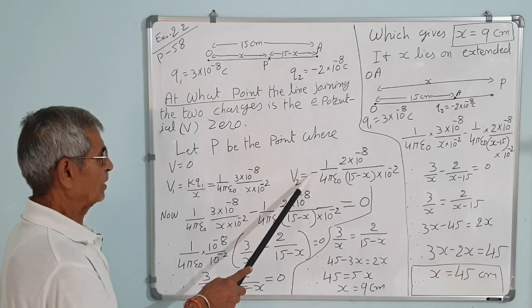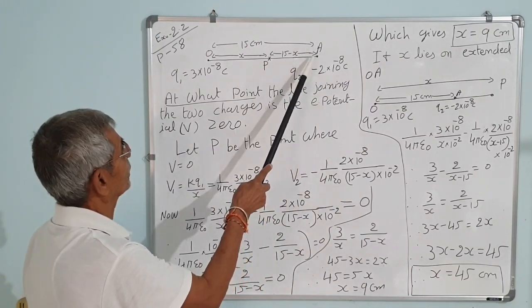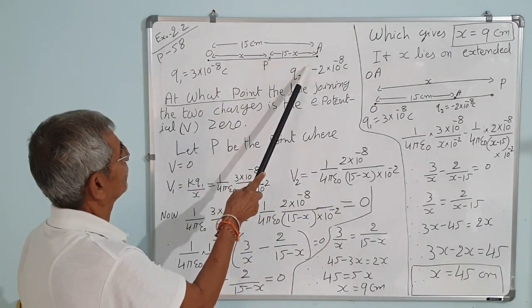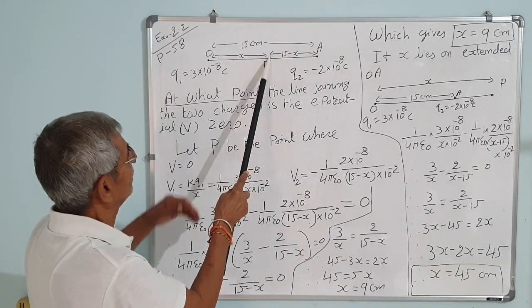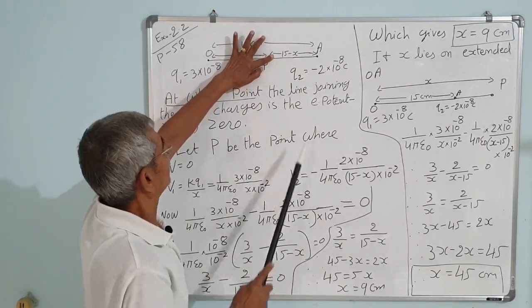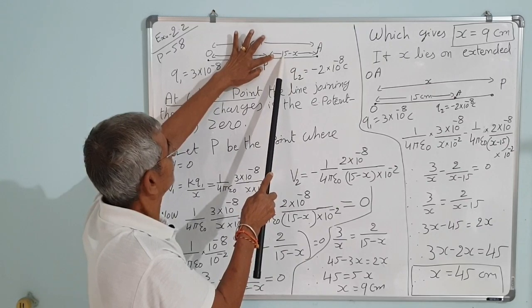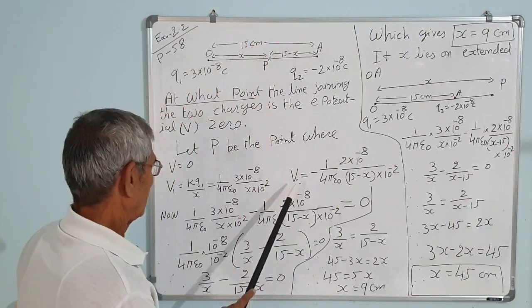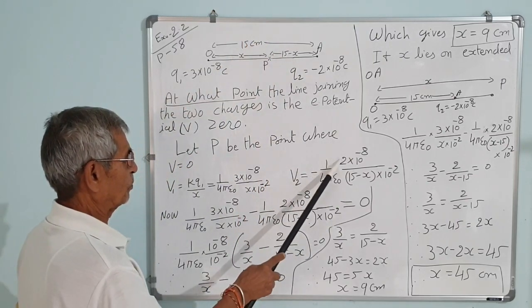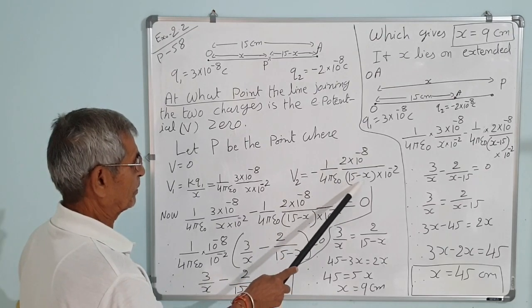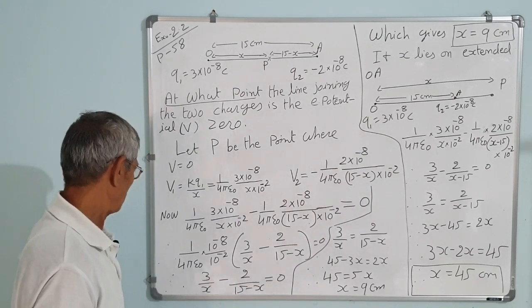And V2 is equal to minus 1.4. V2 is the potential at P due to the charge Q2. What is the potential? That is KQ2 upon R2. That is R2, that is 15 minus X. That is 1 upon 4 pi epsilon 0, 2 into 10 raised to minus 8 upon 15 minus X into 10 raised to minus 2.